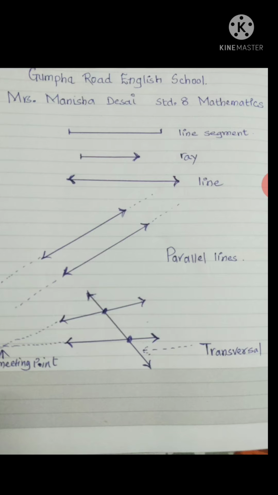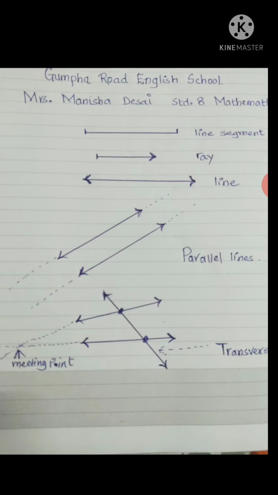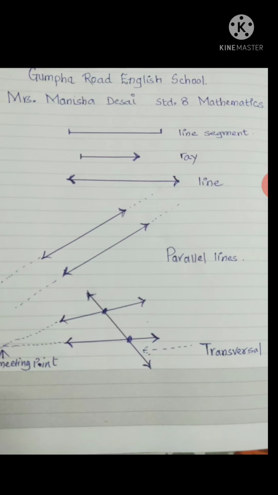Next is a ray. A ray can be defined as a part of a line that has a fixed starting point but no end point. It can extend infinitely in one direction, that is from the arrow side. Next figure is of a line. A line is defined as a line of points that extends infinitely in two directions, that is from both sides.